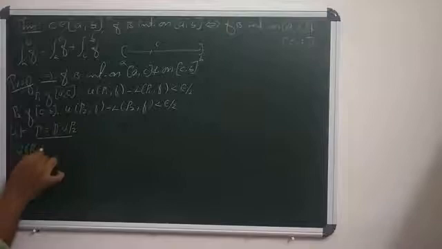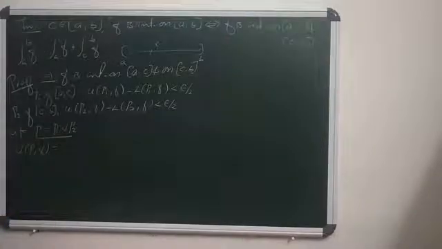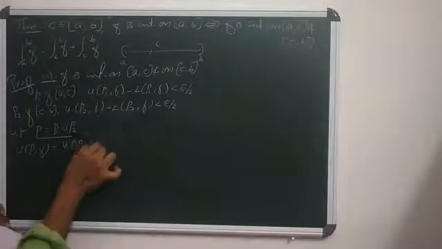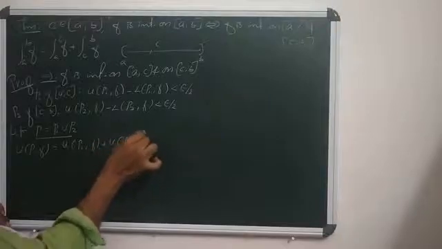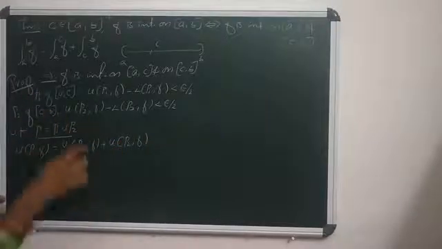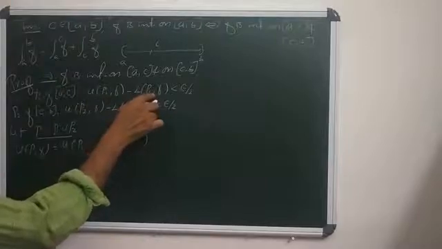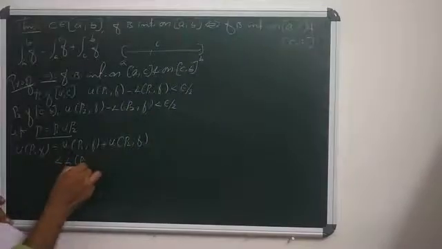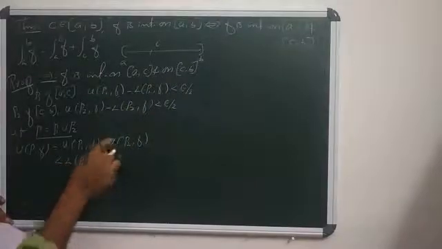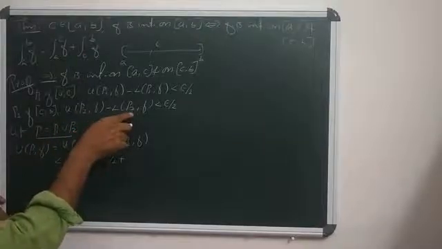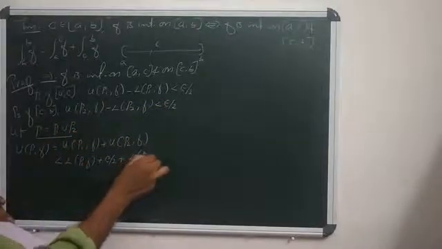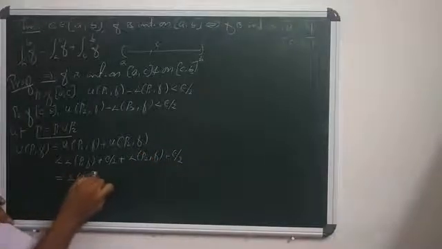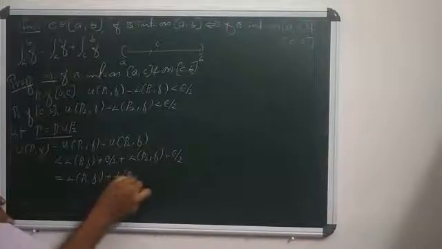Now what is UPF? Since P is P1 union P2, UPF is U P1 f plus U P2 f. But U P1 f is strictly less than L P1 f plus epsilon by 2 from this argument. So it is strictly less than L P1 f plus epsilon by 2, plus U P2 f, which is L P2 f plus epsilon by 2. So that equals L P1 f plus L P2 f plus epsilon.